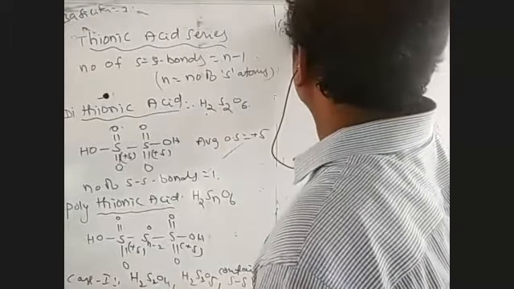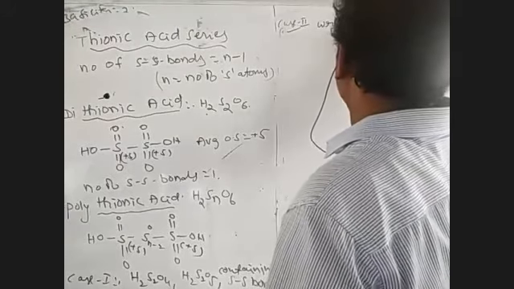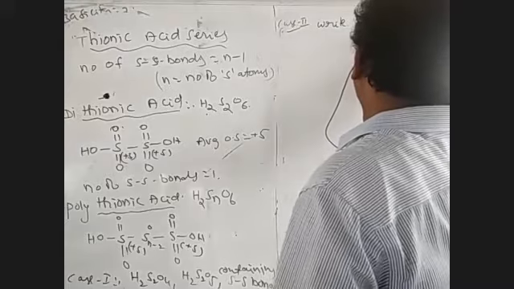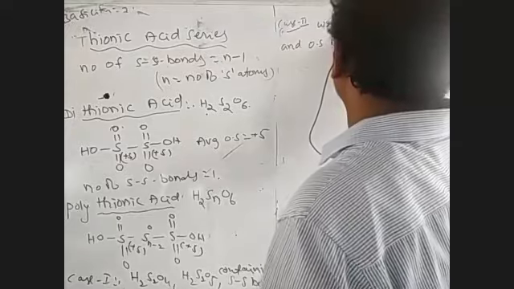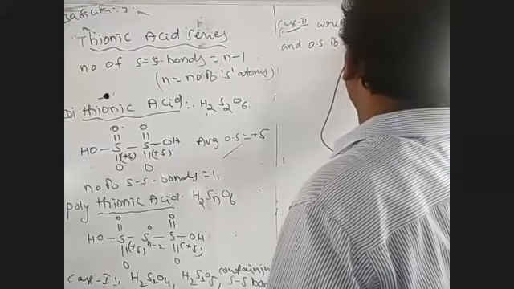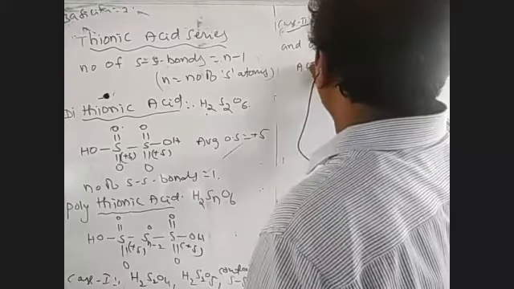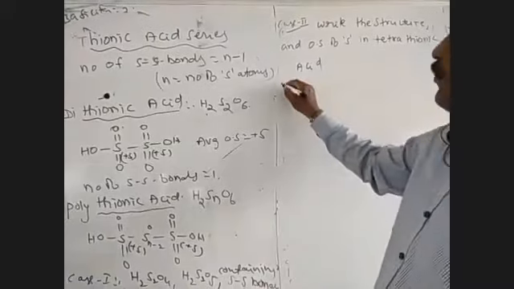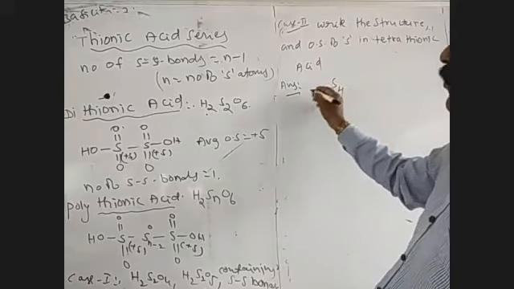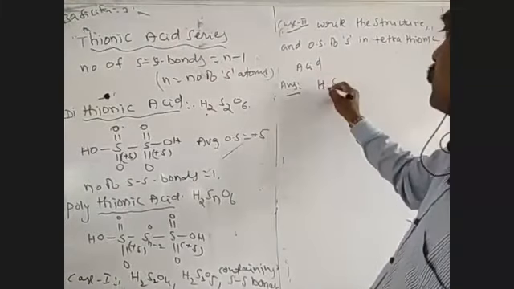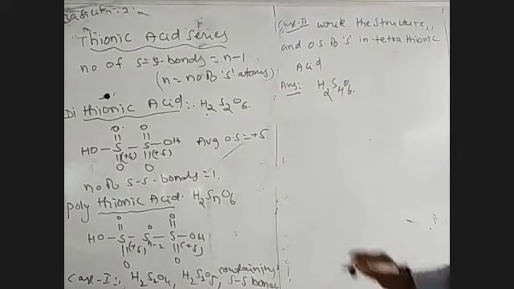Now, write the structure and oxidation number of sulfur atoms. Write the structure and oxidation state of sulfur in tetrathionic acid. Tetrathionic acid formula: tetra means 4 sulfur atoms. Therefore, the formula of the compound is H2S4O6. Tetrathionic acid has the formula H2S4O6 and 4 sulfur atoms.